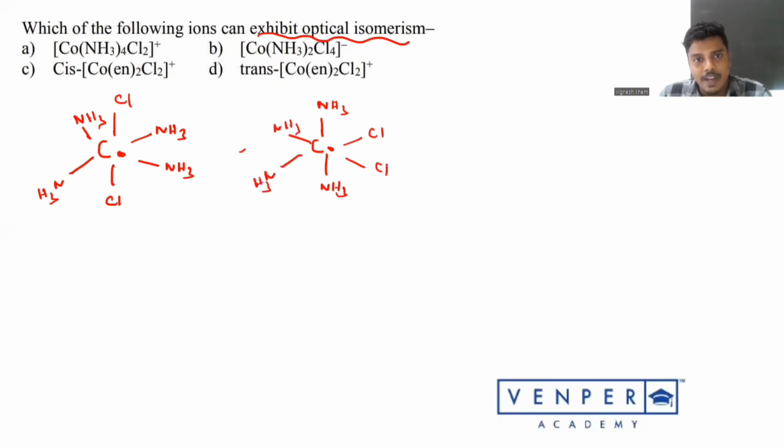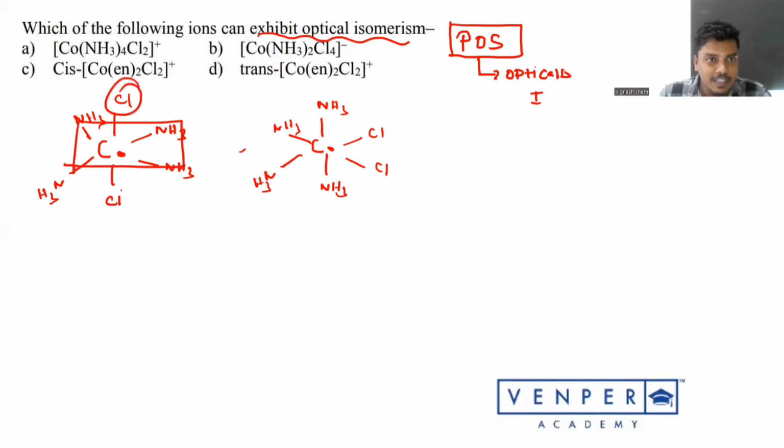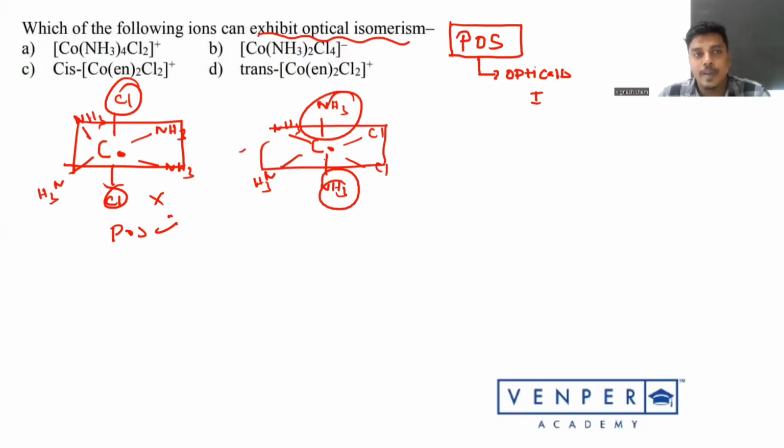This is cis. Even if I draw it in two ways, please note: whenever a compound contains a POS, the plane of symmetry, it is always optically inactive. If you pass the plane this way, with Cl on top, this compound contains a plane of symmetry and is optically inactive. In the molecule, I pass the line this way; this also has NH3. Therefore the first molecule is optically inactive, and the second is the same. One and two are the same. Both are A4B2, with A as ammonia and B as Cl. Both are the same only.